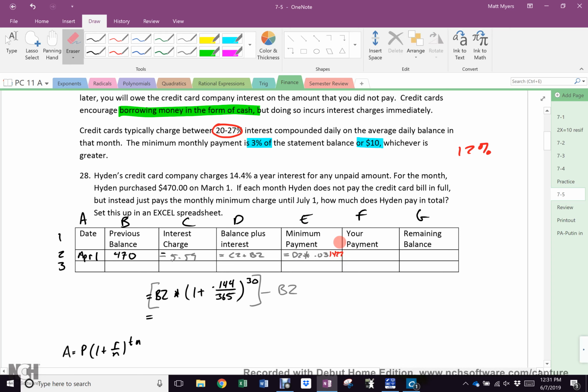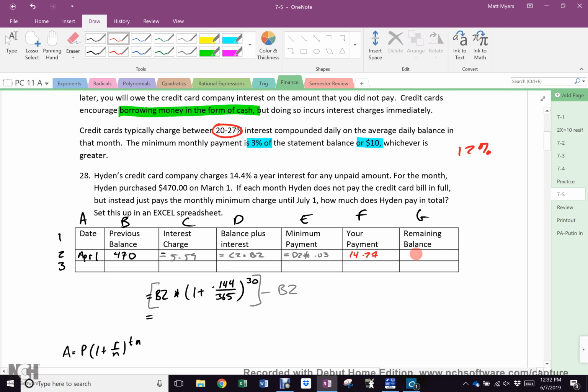So you would do that, and then in here is where you would do the if. If E2 is greater than $10, then this cell is E2. If it's less than $10, then this cell is $10. And you can make the computer do that for you. But we know it's going to be 14.27.